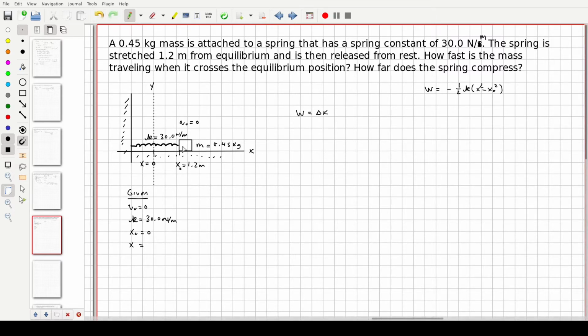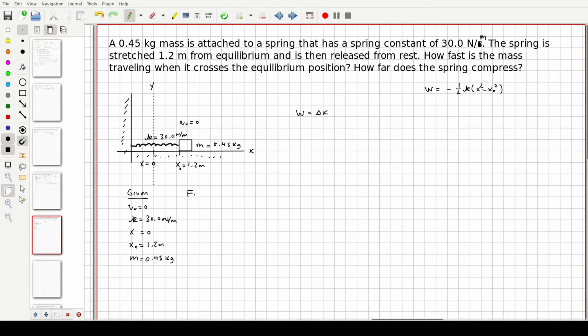There we go. Let me correct that here too. Our final position is 0. Our initial position is 1.2 meters. Our mass is 0.45 kilograms. And I think that's about it.